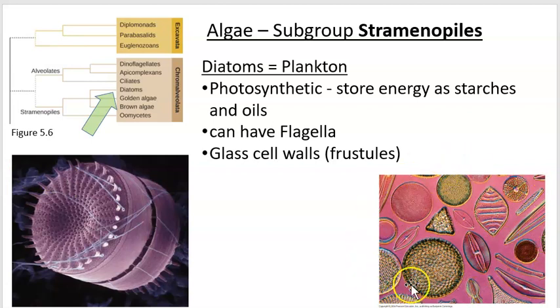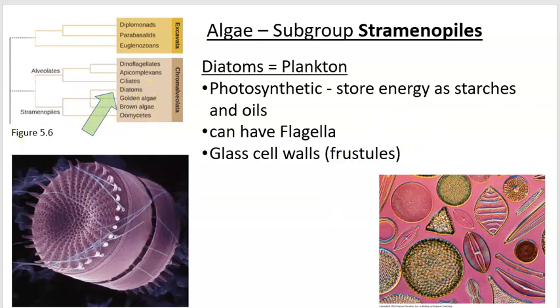Over here you can see some of the glass cell walls, what are known as frustules. And when these organisms die, these glass cell walls sediment and sink down to the bottom of the ocean or the body of water that they're in, and that produces what's known as diatomaceous earth, which is literally the glass cell walls, the skeletons left over from the plankton that was in that body of water.